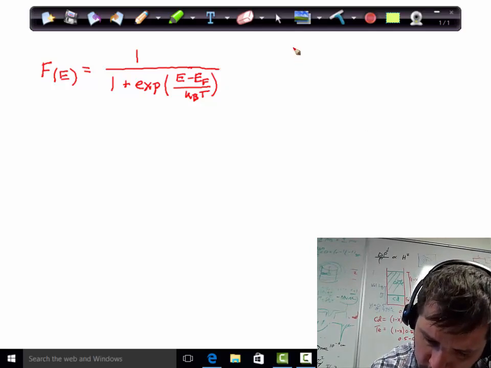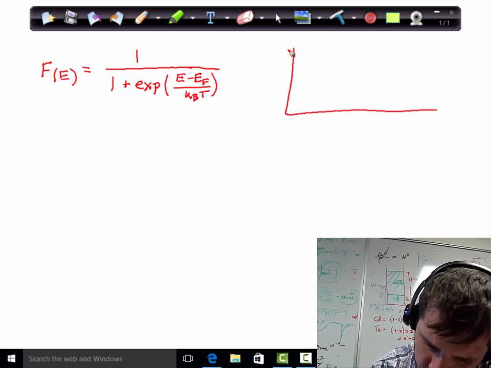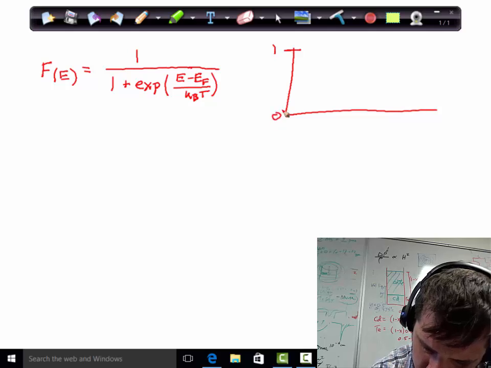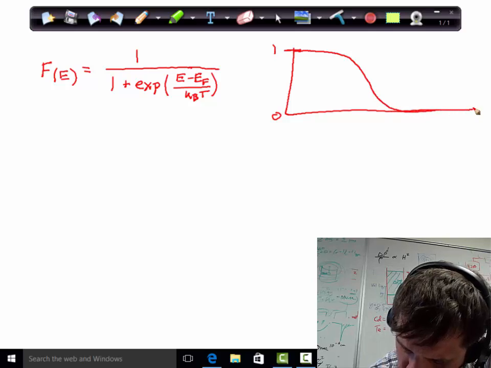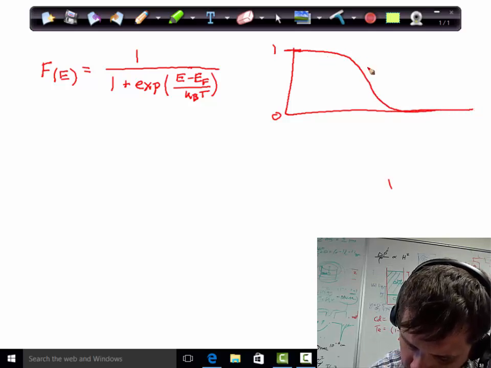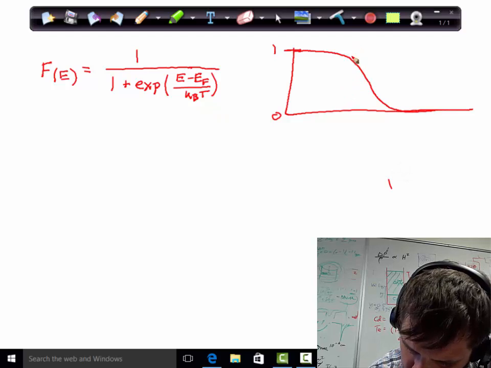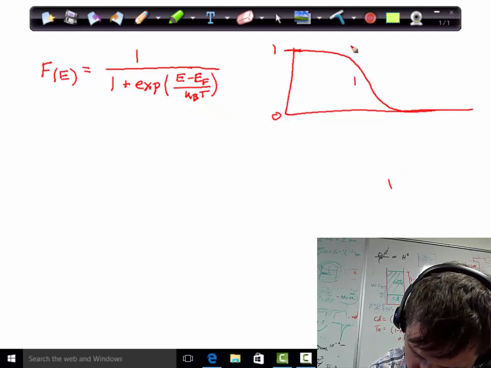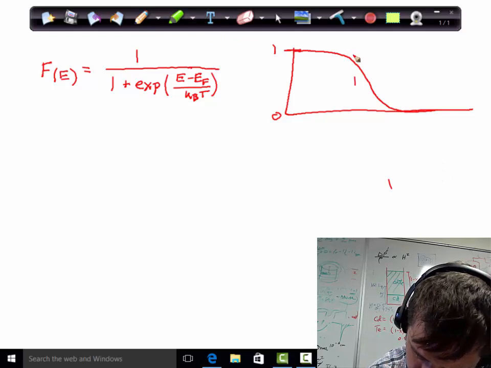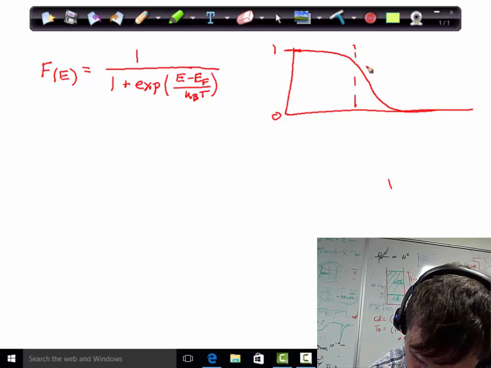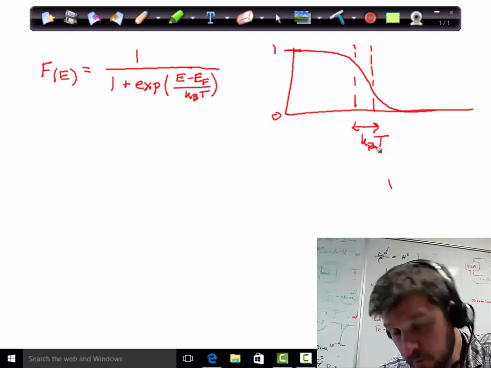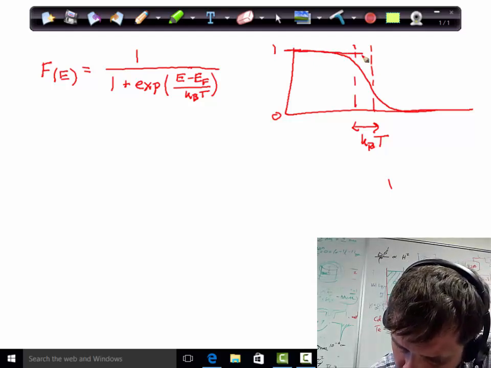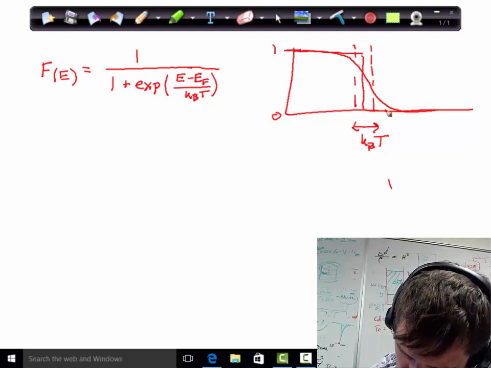So this function, if we plot it versus energy here, goes between 1 and 0, and it looks like a step function that's been smeared out a little bit. So the transition width is of order kBT wide. If you go to 0 Kelvin, this does reduce back to a step function.